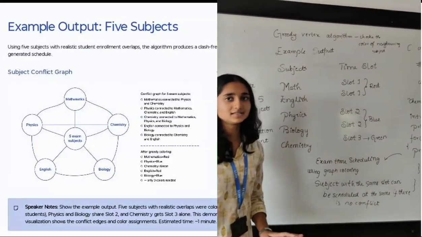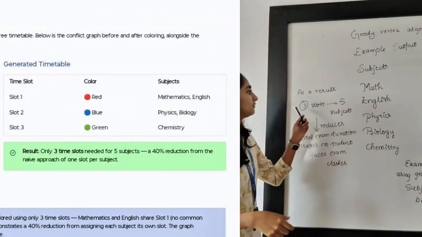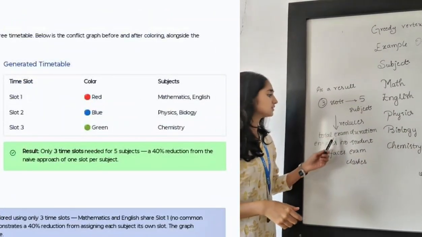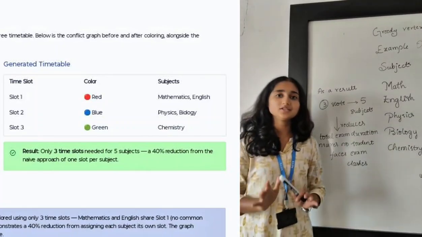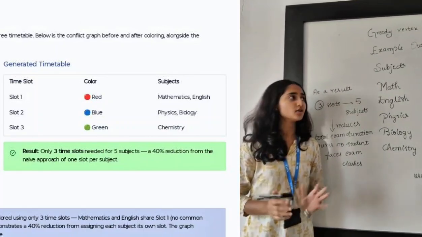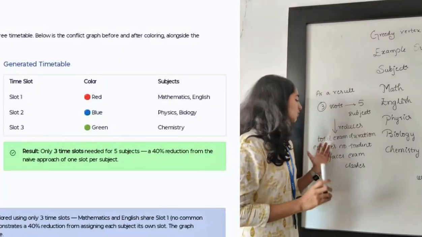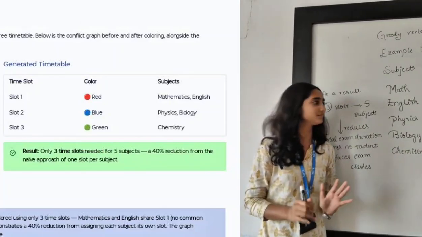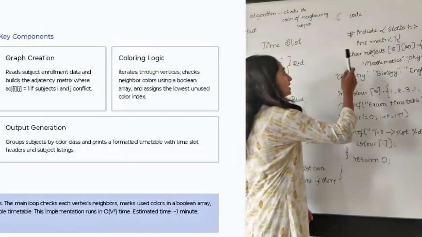We have 5 subjects, but as a result we have only 3 slots, which reduces the total exam duration and ensures that no students have clashes. So our main motive is that we should not have any student clashing. Now we will see the implementation of the C code.